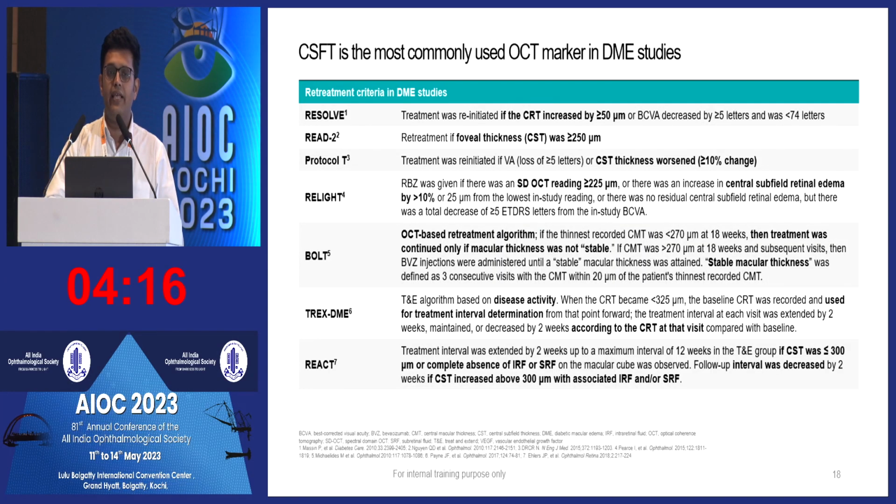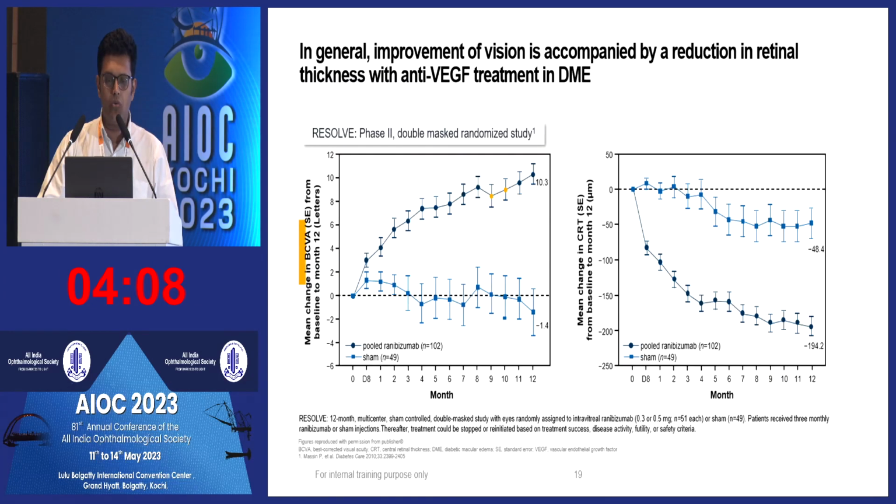But there are a number of clinical trials and studies which take the central subfield thickness as one of the important OCT markers for measuring the outcomes of the study. Even the improvement in the visual acuity is documented by a reduction in the central retinal thickness with anti-VEGF therapy in most of the clinical studies. Even in this RESOLVE study which you see, with the reduction in the macular thickness, there is an improvement in the ETDRS letters in these cases.